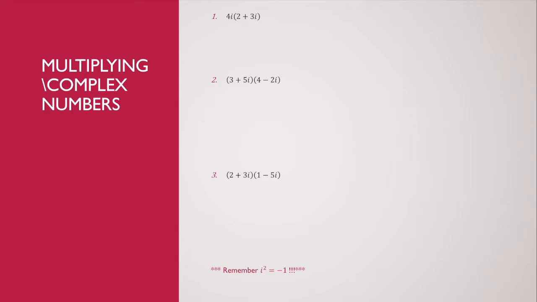All right, let's go ahead and practice multiplying some complex numbers, remembering our key takeaway that i squared is negative 1. Oh, I already had that written down. See how helpful I am sometimes?